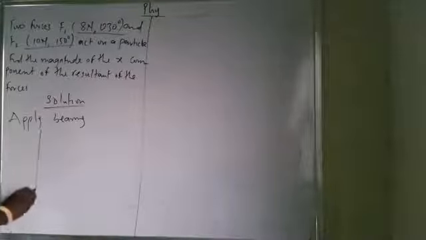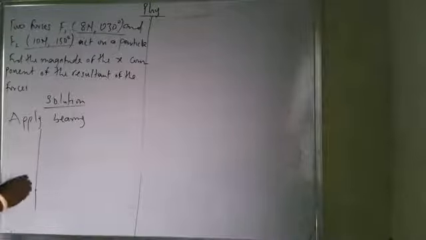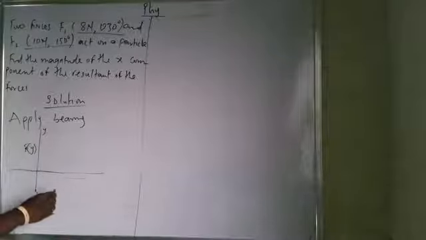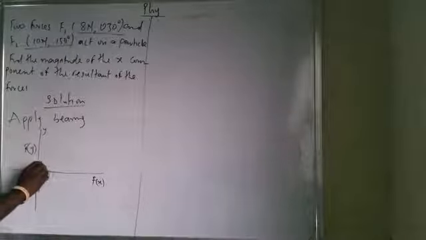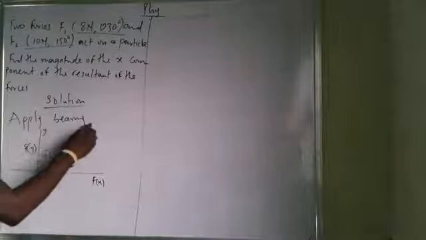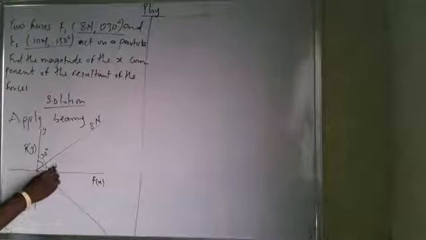Now, I will have something like this and something like this. This is my y, which we call F of y, and this one is F of x. The first thing is 30 degree. This is my 30 degree, and my force is 8 Newton. I'll move on to the next one, 150 degree. Now, my 150 degree will be like this, and it is on 10 Newton. That is the first thing I'll do.